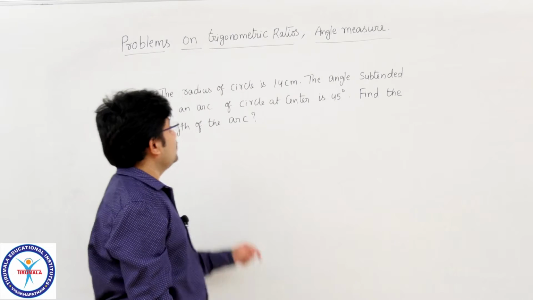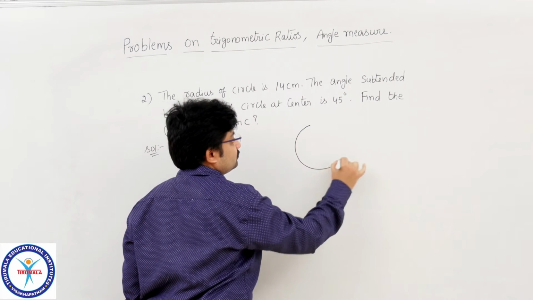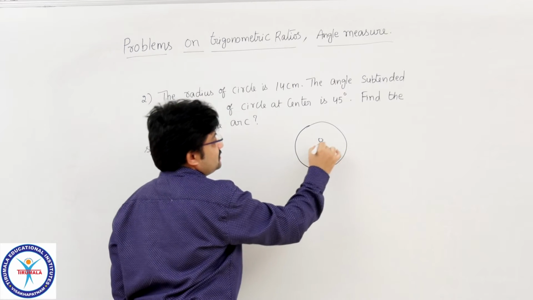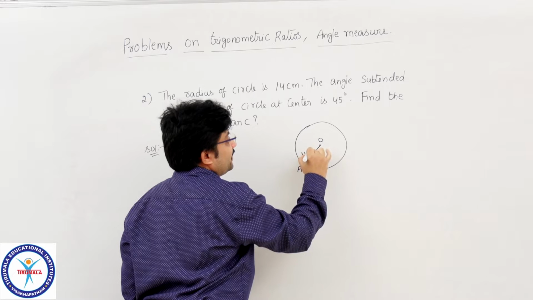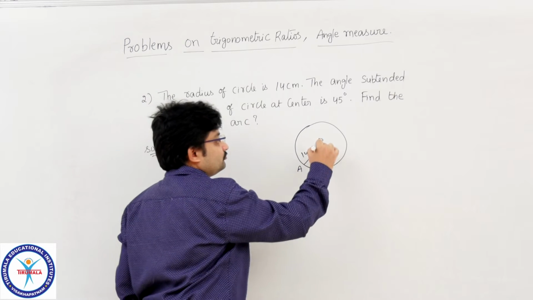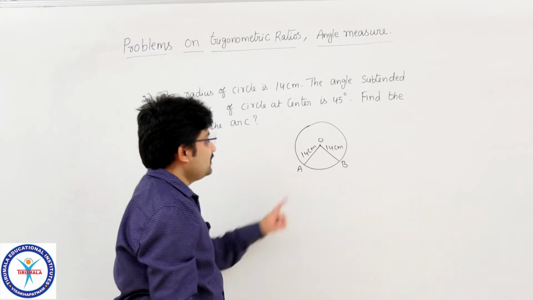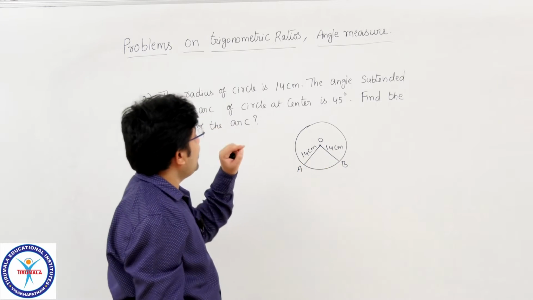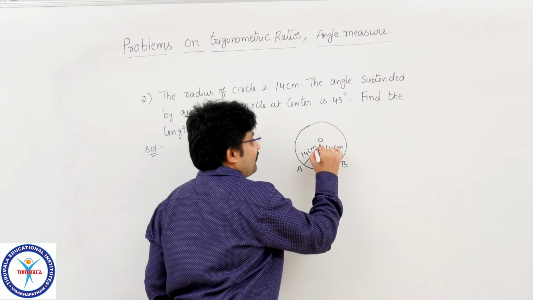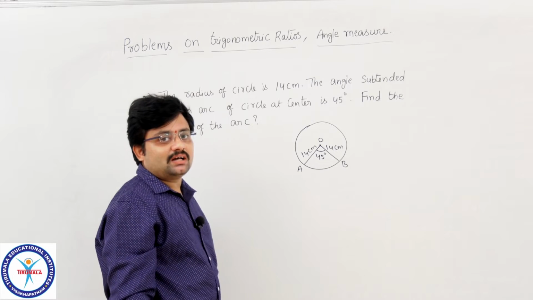Our next question is, the radius of the circle is 14 centimeters. That means there is a circle whose radius is 14 centimeters. So, this is the radius, 14 centimeters. The angle subtended by an arc of the circle at the center. So, here OA and OB are the radii having 14 centimeters. AB is the length of the arc. The angle subtended by the arc at the center is 45 degrees. Then we have to find the length of the arc.